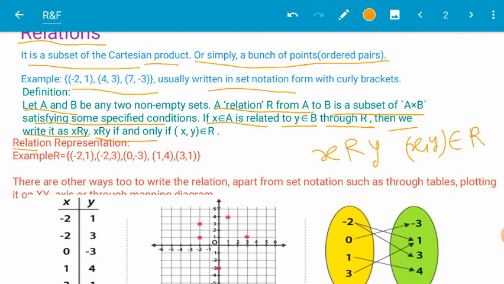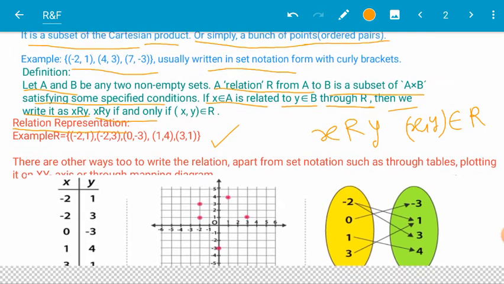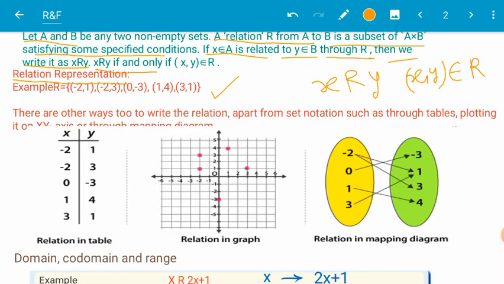So how do we represent a relation? I took a small example and I am explaining it to you. The example is (-2, 1), (-2, 3), (0, -3), (1, 4), (3, 1). It is a relation. How do we represent it? There are three ways. First, relation in a table. Second, relation in a graph. Third, relation in a mapping diagram.